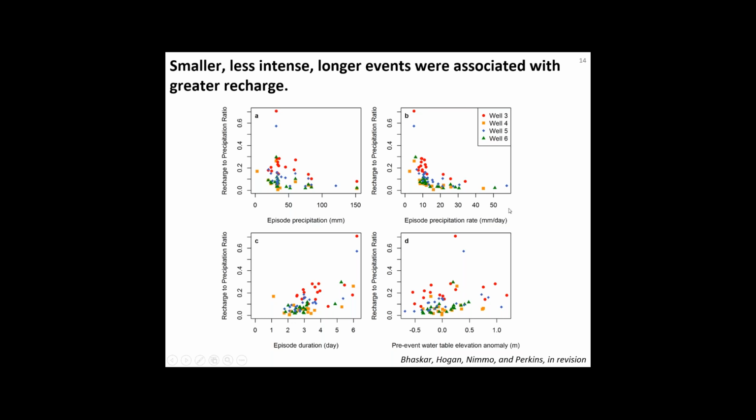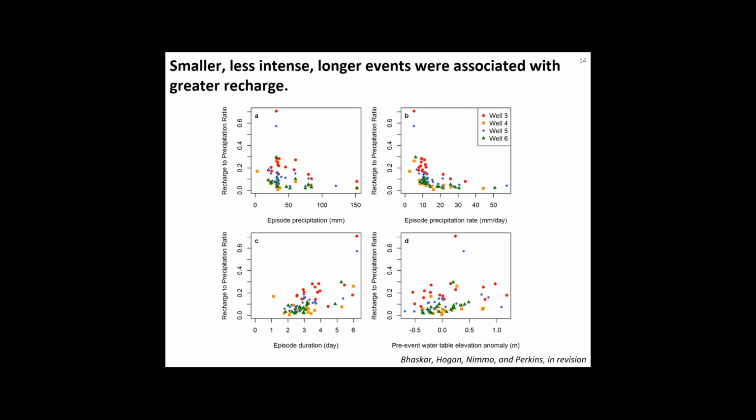This top right graph is showing precipitation rates, so we're seeing less intense events were associated with greater recharge to precipitation ratios. In the bottom left, we're seeing for episode duration that longer events have larger amounts of recharge. And then this bottom right graph is showing on the x-axis the difference in the initial water table before the storm event compared to the mean.